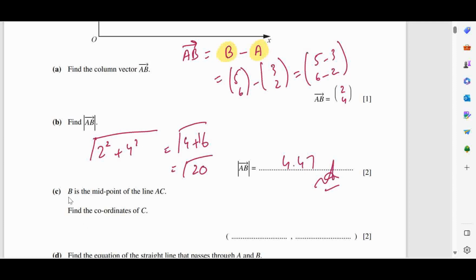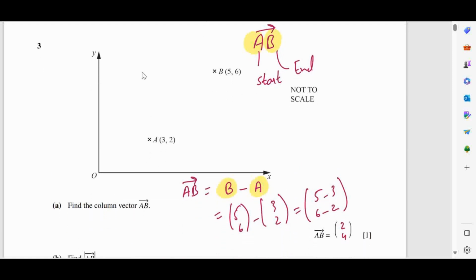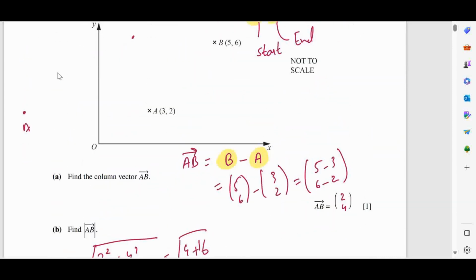Let's move to part C. B is the midpoint of the line AC. Find the coordinates of C. So we know that B is the midpoint of line AC. We have point A and point B, and B is the midpoint of line AC. So we need to find the coordinates of C.